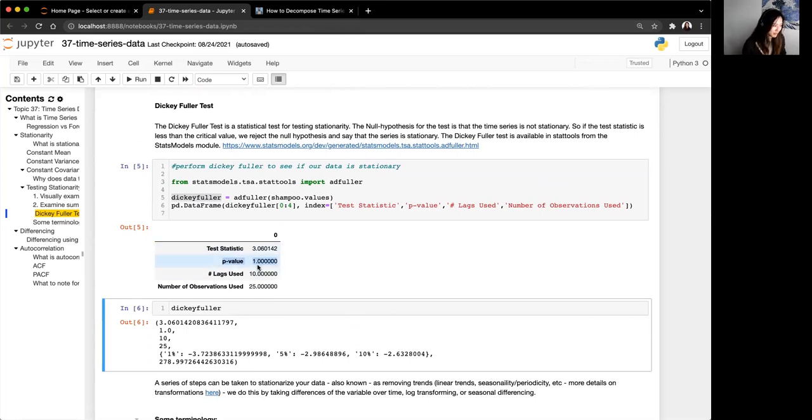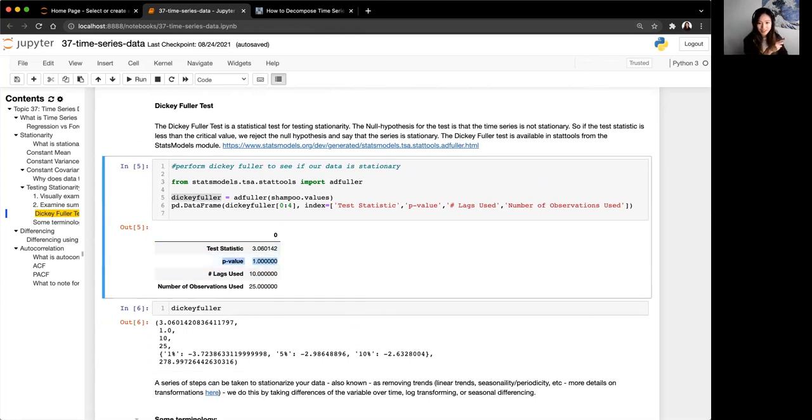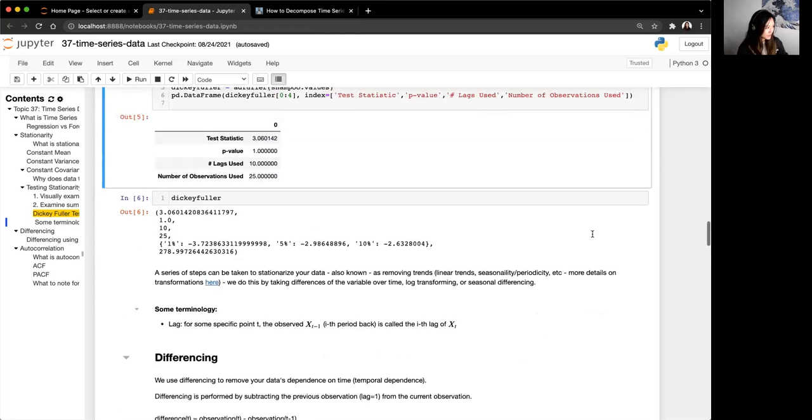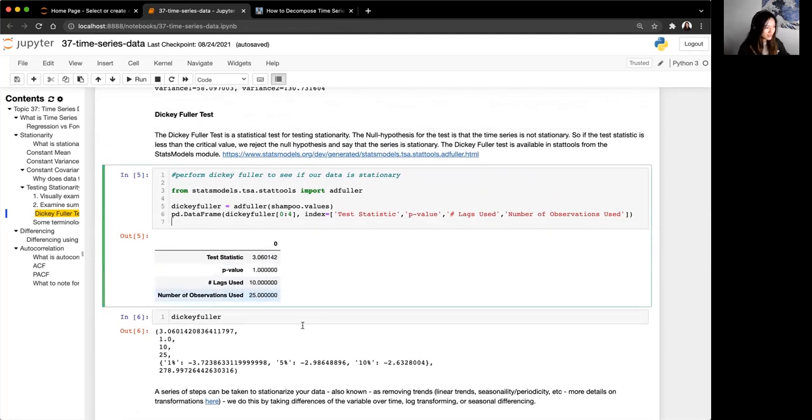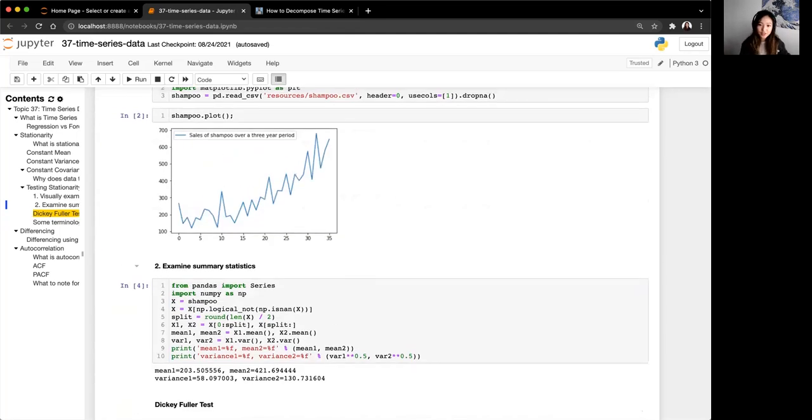Actually, the main thing that we really need to look at is the p-value. And this p-value is a perfect 1. And the null hypothesis is that the time series is not stationary. So with a p-value of 1, we cannot reject the null hypothesis because there's a 100% chance that it is not stationary. Or that's not the proper definition of it, but you want your p-value to be low. Okay. So based on that, this time series is definitely not stationary.